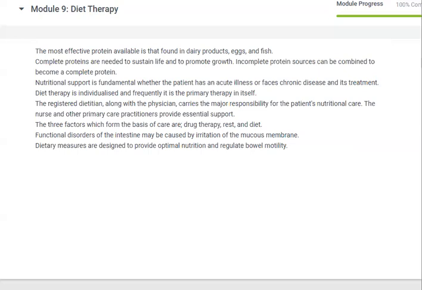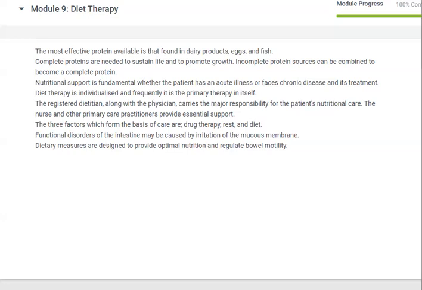Nutritional support is fundamental whether the patient has an acute illness or faces chronic disease and its treatment. Diet therapy is individualized and frequently it is the primary therapy in itself. The registered dietitian, along with the physician, carries the major responsibility for the patient's nutritional care. The nurse and other primary care practitioners provide essential support. The three factors which form the basis of care are drug therapy, rest, and diet.